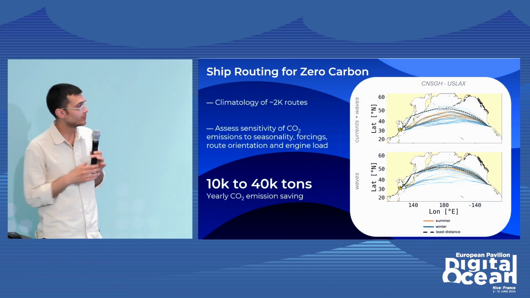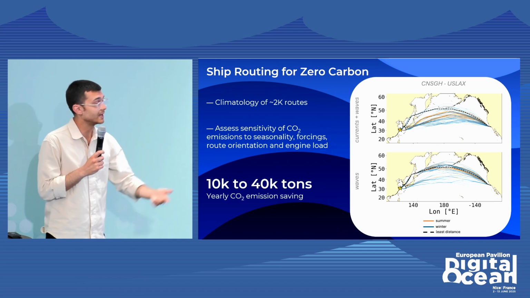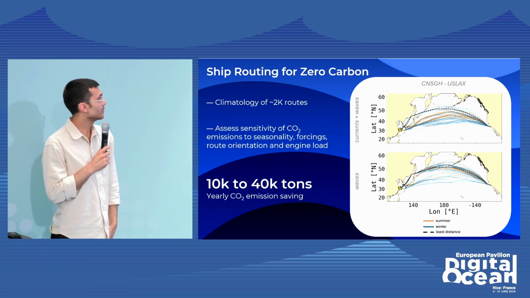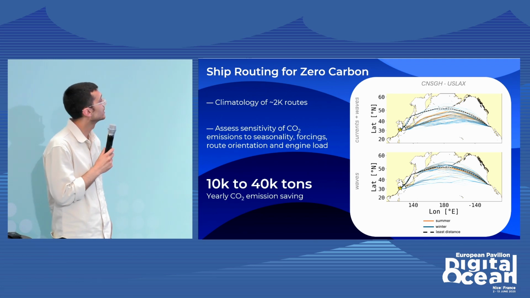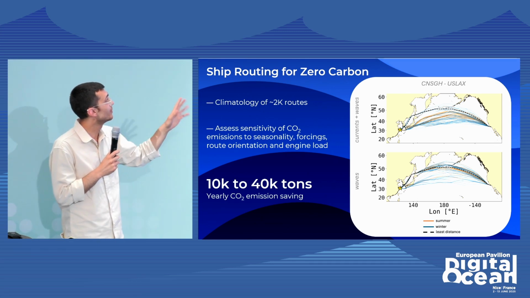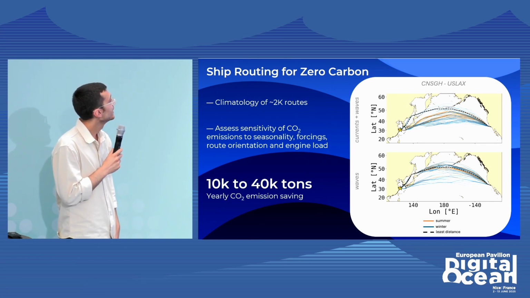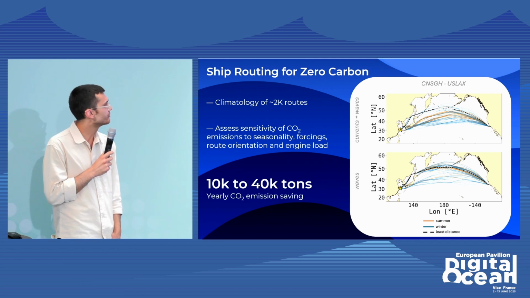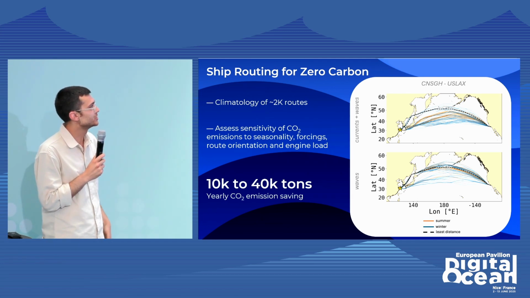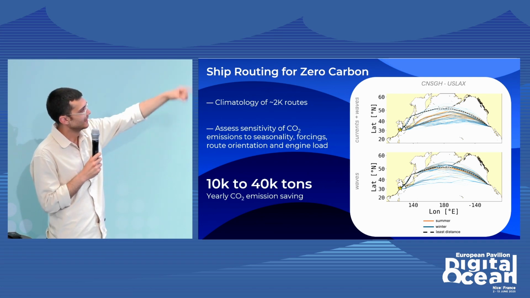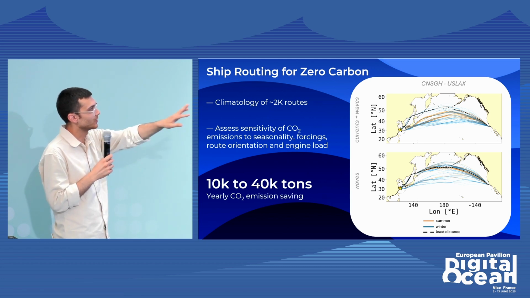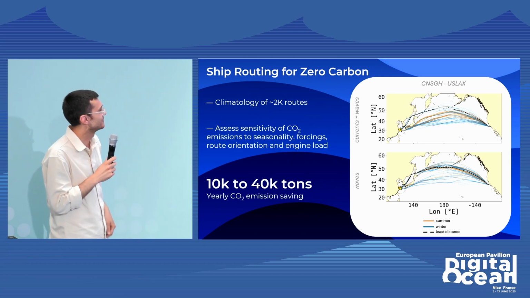Okay, this is an example of what can be done with this kind of model. These are some of the results that we recently presented at the EGU 25 conference. Basically, we computed a climatology of routes, about 2,000 routes, over the 2024 year and over the Northern Pacific domain. Besides all the technical details of this image, we can see in the upper part of the panel that the route is trying to exploit the Kuroshio current below Japan.